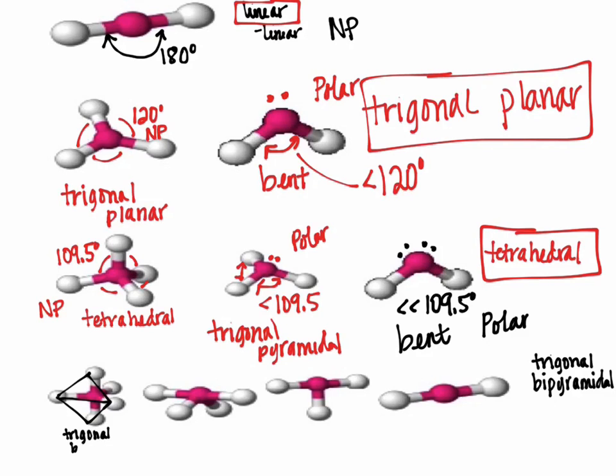I'm spelling bipyramidal wrong. The angles here are going to be, no matter which way we look, 90 degrees. So we have 90 degree angles. So 90 degree here, here.